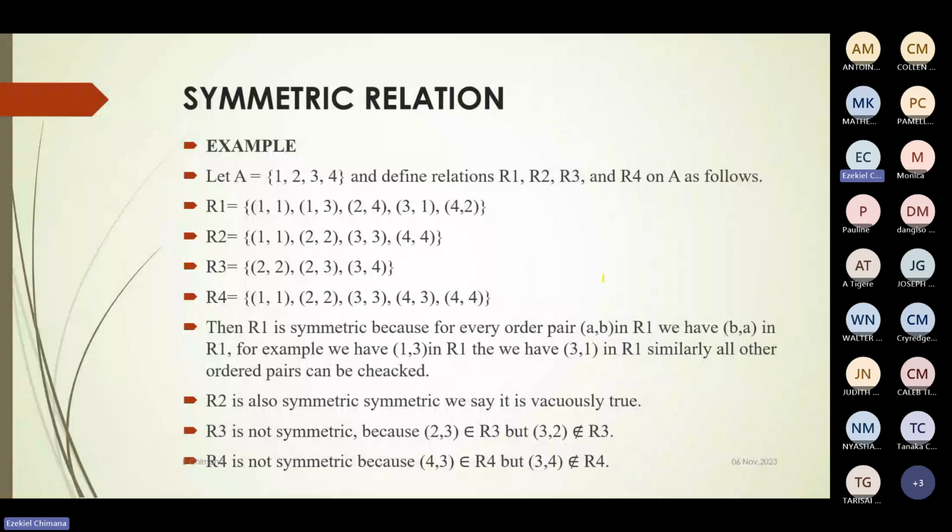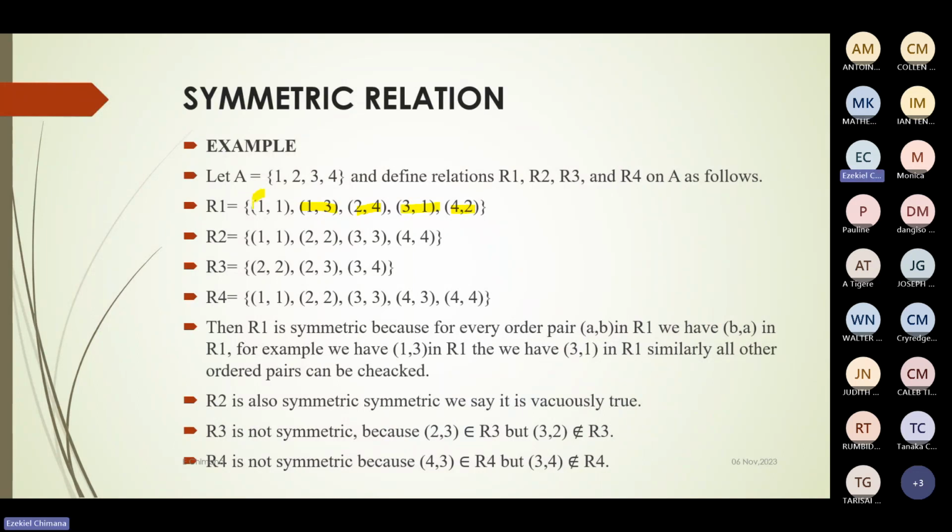Do we have someone who can contribute? Yes, sir. Okay, there's a hand by Monica. Yes, sir. I think R1 is a symmetric relation because we have 1, 3, and we also have a 3, 1. We've got a 2, 4, and we also have a 4, 2. I think it's a symmetric relation. Okay, nice. That's true. R1 is a symmetric relation because we have got a 1, 3, and we've got a 3, 1 as well in that relation. And we've got a 2, 4, and then we've got a 4, 2 as well.